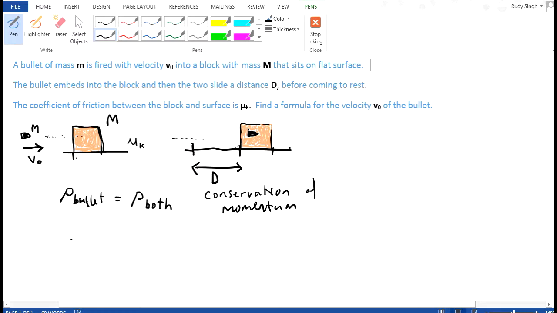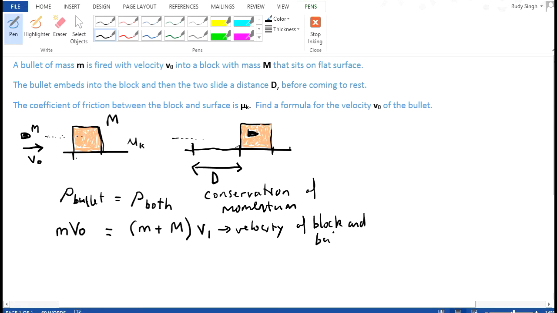So what does that mean? Well, the momentum of the bullet is its mass times its velocity. And the momentum of both is the mass of both, which is small m plus big M, times the velocity. I'm going to call it v1. This is the velocity of the block and bullet. Now the initial velocity. So what we need to figure out is v1.